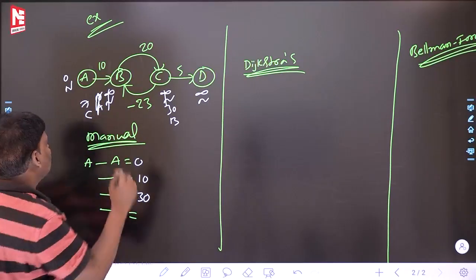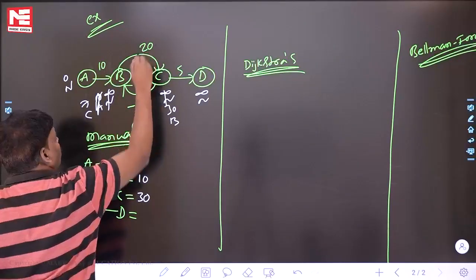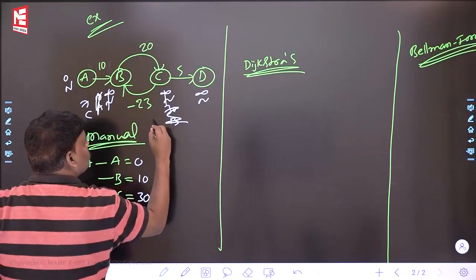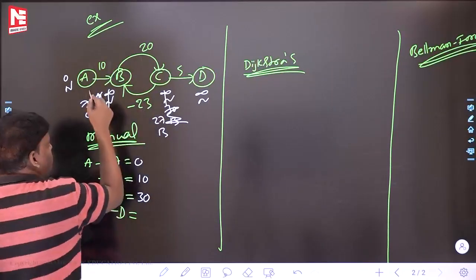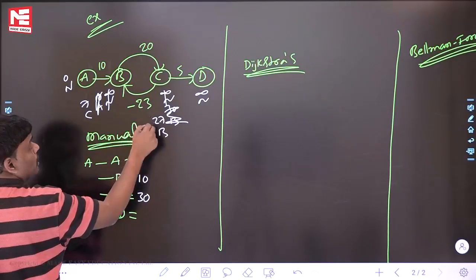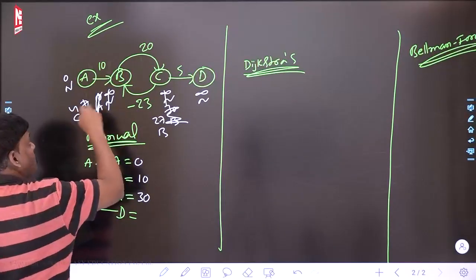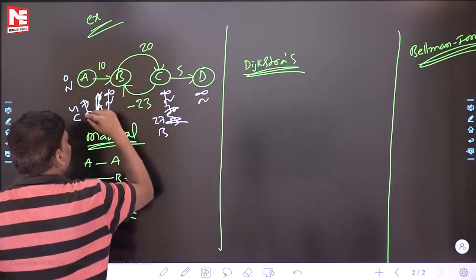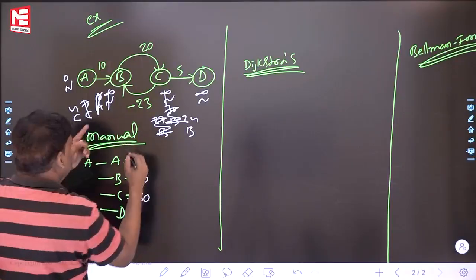Some people are asking, sir, if B changes, C will also change. Can you help me? What is 7 plus 20? 27. Comparing with 30, 27 is better, from B. Because B changes, C will also change: 27 minus 23 is 4, from C. Then 4 plus 20 is 24, from B. I think this keeps on changing.